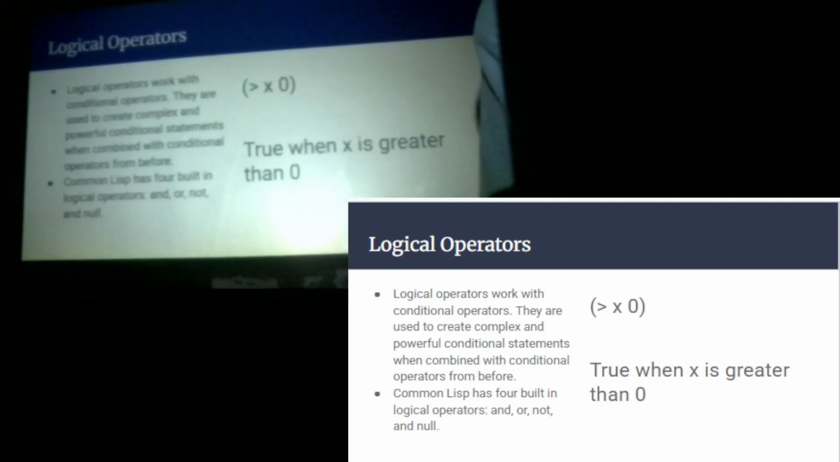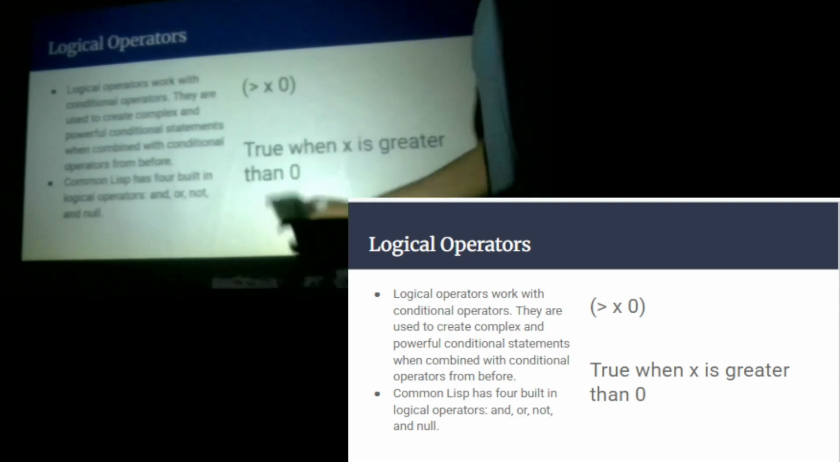Next up are logical operators. They work with the conditional operators. They are used to create powerful and complex conditional statements when combined with conditional operators from before. Common Lisp has 4 built-in logical operators: and, or, not, and null.